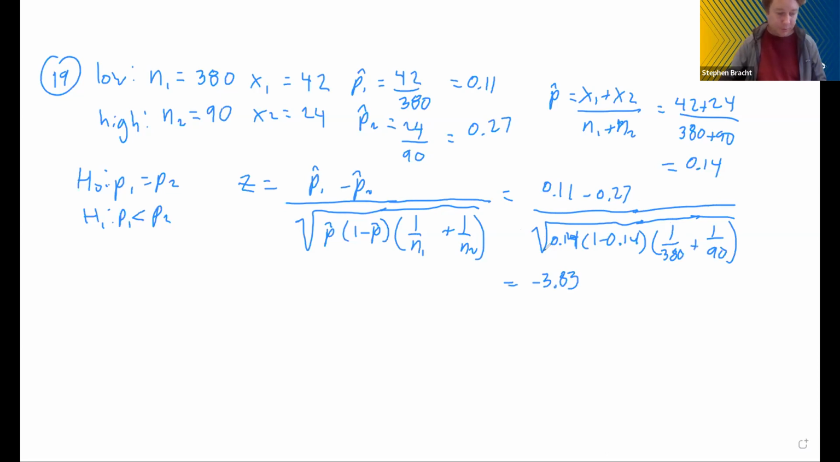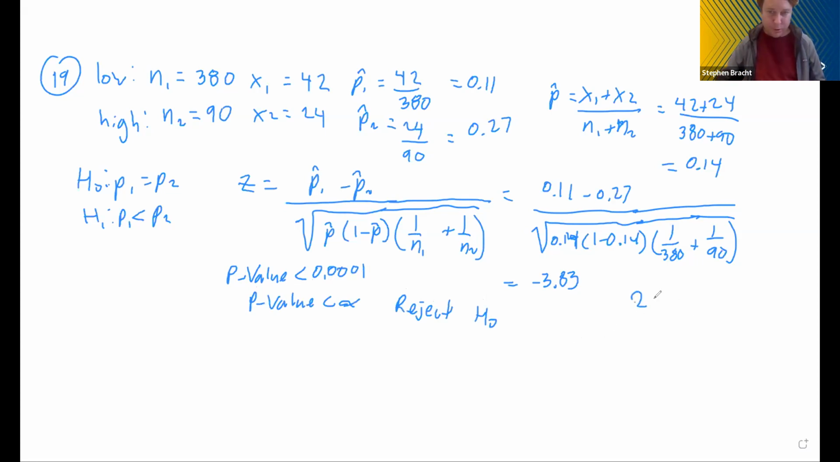It's a left tail test. So the p-value would be the area to the left of negative 3.83 under the standard normal curve. The table can only tell me that my p-value is less than 0.0001. Clearly then my p-value is less than alpha, so I will reject the null hypothesis on this one, okay?